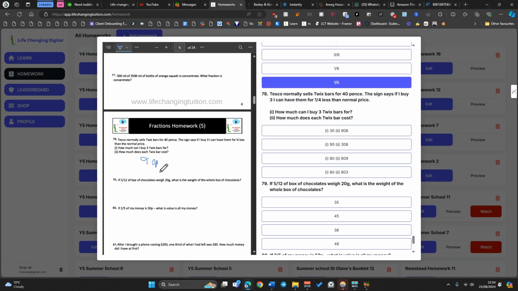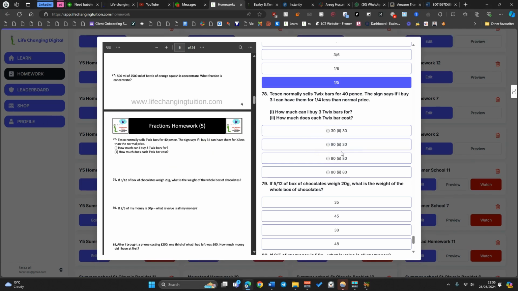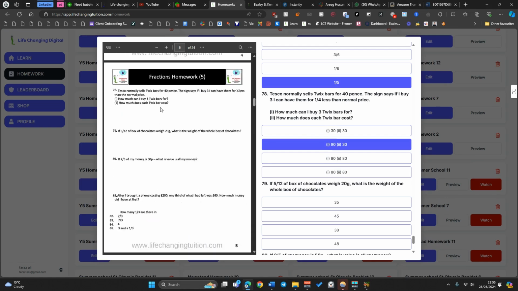Well, we had 3, and if we just divide that by 3 to figure out how much one of them cost, it's basically 30p. You can even think about what is a quarter of 40 pence. A quarter of 40 pence is 10 pence, and you're basically subtracting that off the total because you're getting a quarter less, so that would mean 30p. So the answer would be this option right here, 90 and 30.